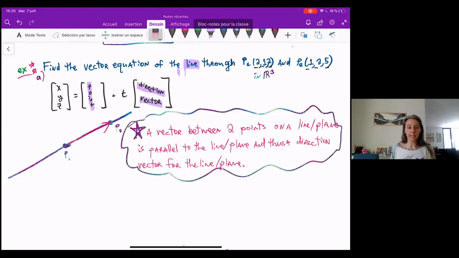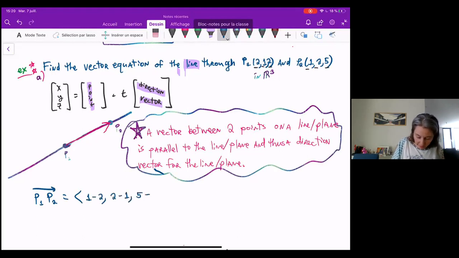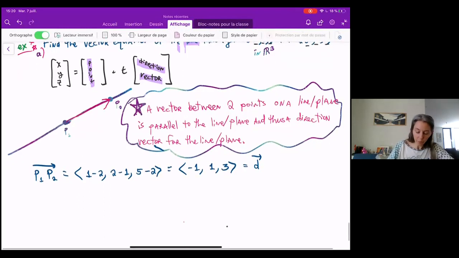So what that means is to find my direction vector here, I really just have to find the vector through my 2 points. Now I remind you, a vector through 2 points, I find by doing terminal point minus initial point. So I'm doing P2 minus P1 here, 1 minus 2, 2 minus 1, 5 minus 2, to get -1, 1, and 3. And this right here can be considered my direction vector.